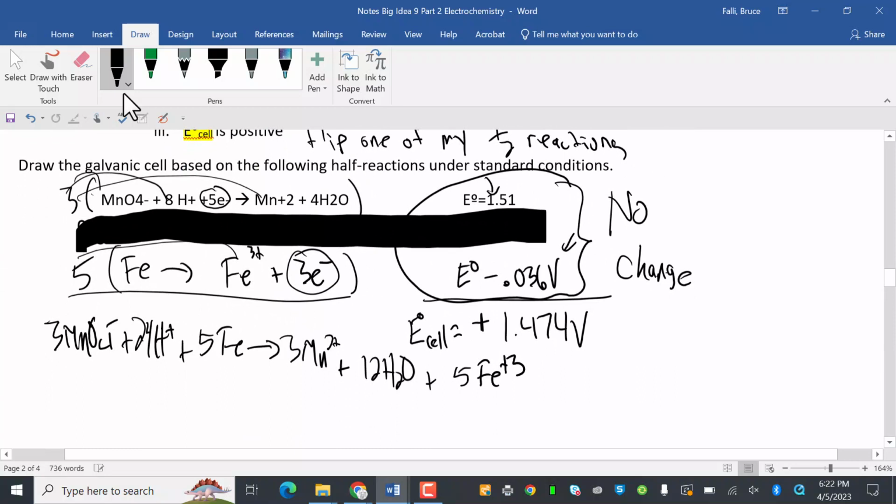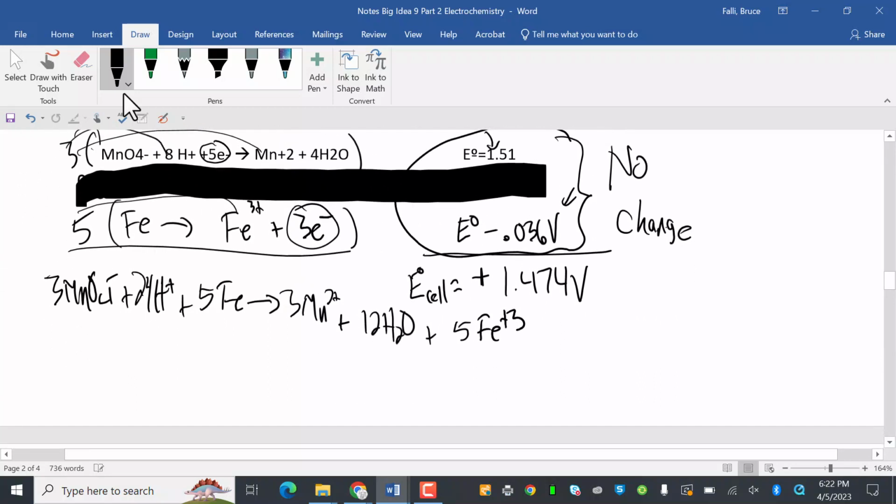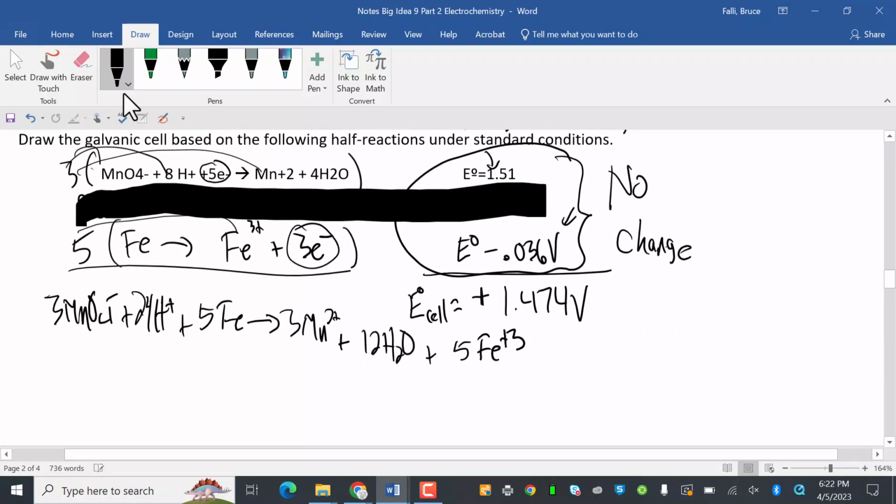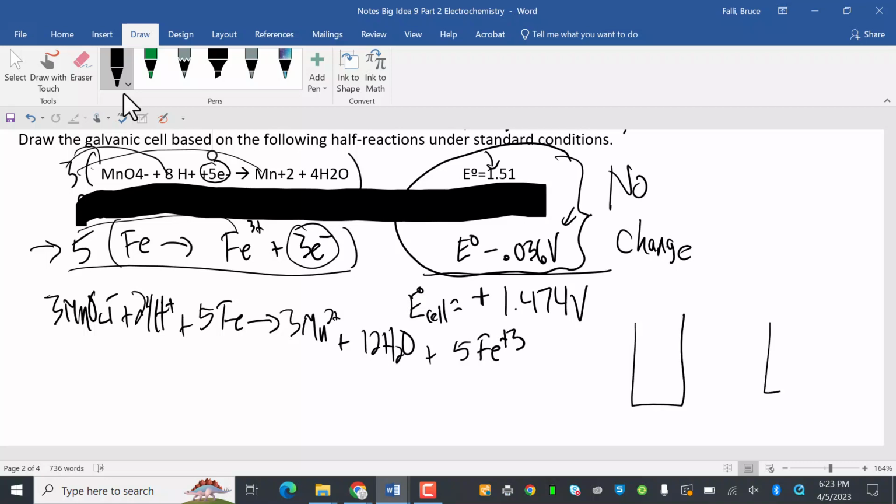Now I've got to draw the galvanic cell for this. We want to put our anode on the left. Anode does oxidation. This is my oxidation cell. Anode is oxidation. I'm going to have an iron electrode here. This is going to be Fe3+, and then I'd have NO3- 3 times.